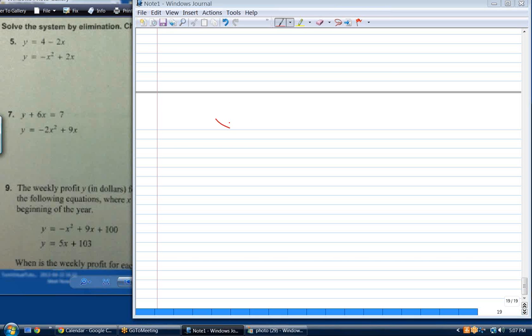Elimination is exactly what it says. Now let's talk about something else first. If I have an equation a plus b equals c, and another equation x plus y equals z, I can add these two equations.